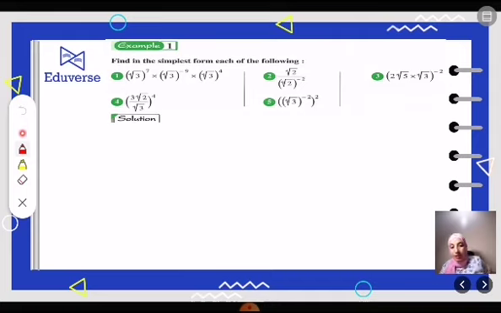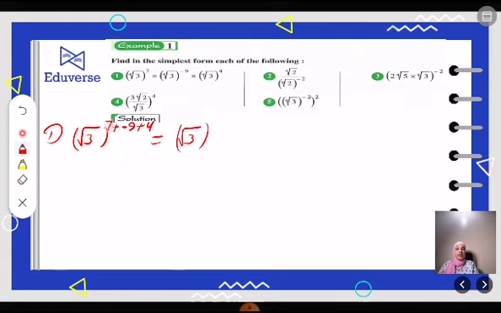Let's study the first example here. We have root 3 to the power of 7 multiply root 3 to the power negative 9 multiply root 3 to the power 4, and we need to find it in the simplest form of each of the following. So first of all, I have the same base for all the three terms here, so it can be root 3 to the power 7 plus negative 9 plus 4. That is the easiest way to find the result. So now it will be root 3 to the power 7 plus negative 9, which is negative 2, plus 4 equals positive 2. Now root 3 to the power of 2 equals only 3.